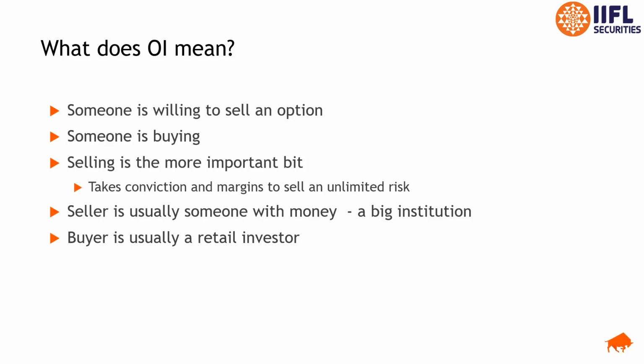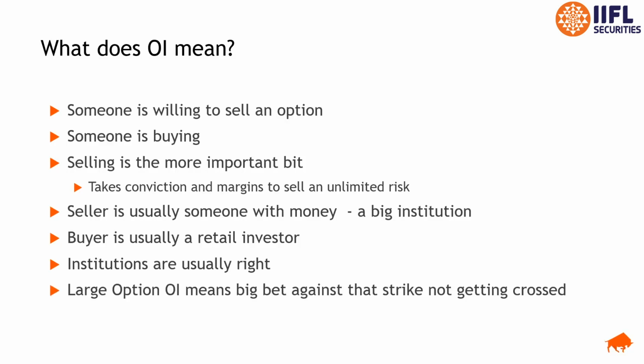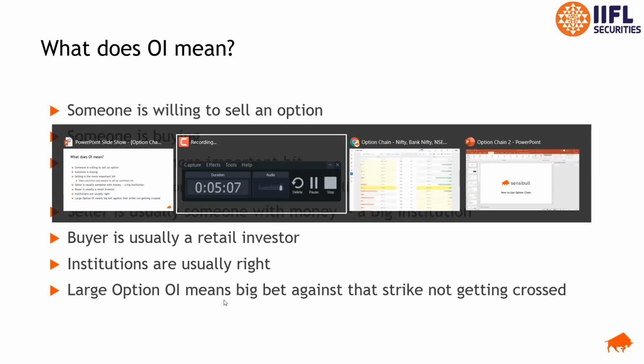So buyer is usually a retail investor. Institutions are usually right, which means sellers are right. This is the most important concept which you have to understand when it comes to options, right? Option sellers are big guys who are usually always right. So let's quickly look at the option chain and see what I mean by this.